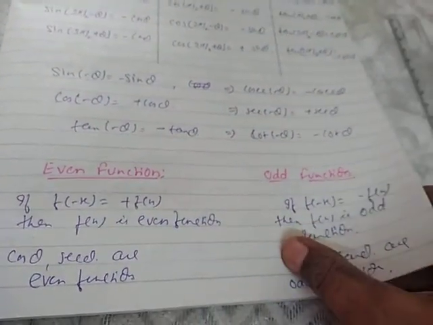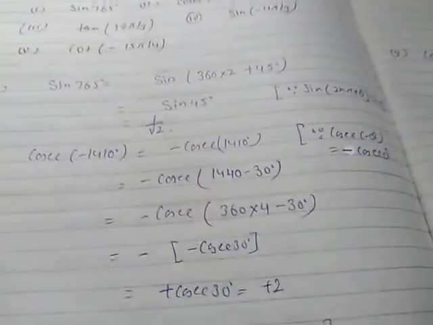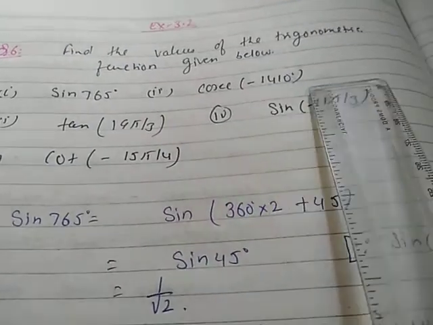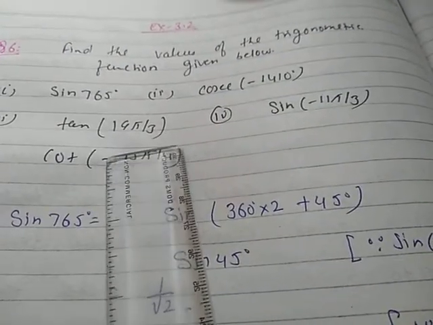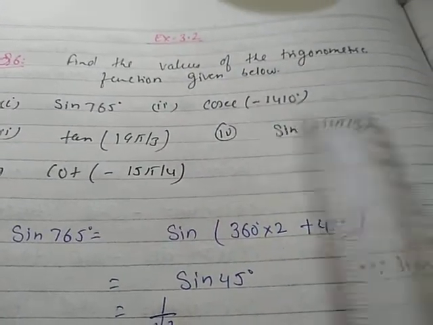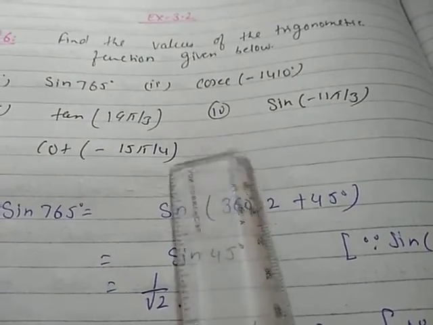Based on this concept, children, some questions are there in exercise 3.2. Questions 1 to 5 I have already explained in the last video. And here I am going to explain questions number 6 to 10. The format of the question is: find the values of the trigonometric functions given below. Sin 765 degrees, cosec minus 1410 degrees, tan 19 pi by 3 radian, sin minus 11 pi by 3 radian. Since it is in pi, therefore it is radian. Cot minus 15 pi by 4 radian.